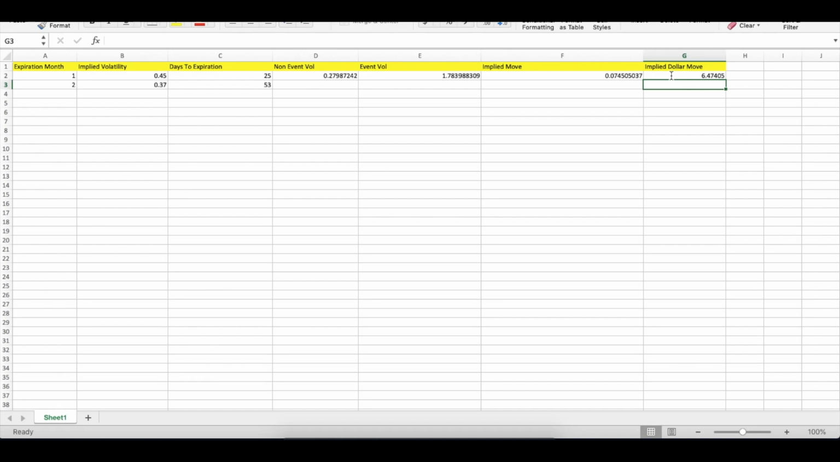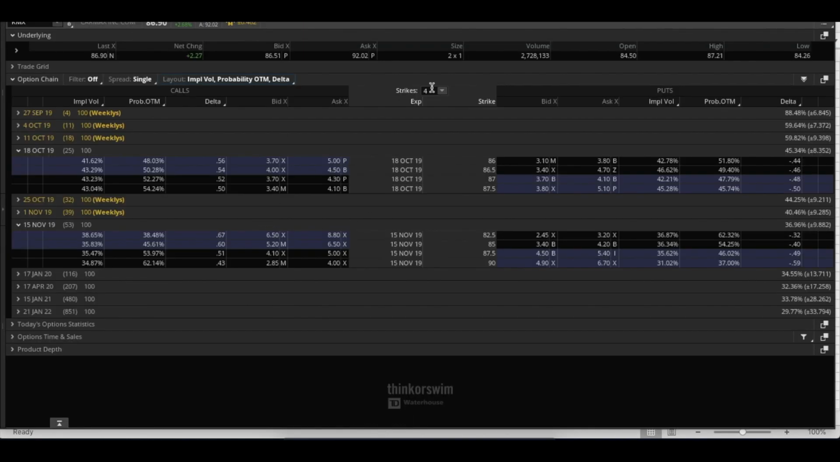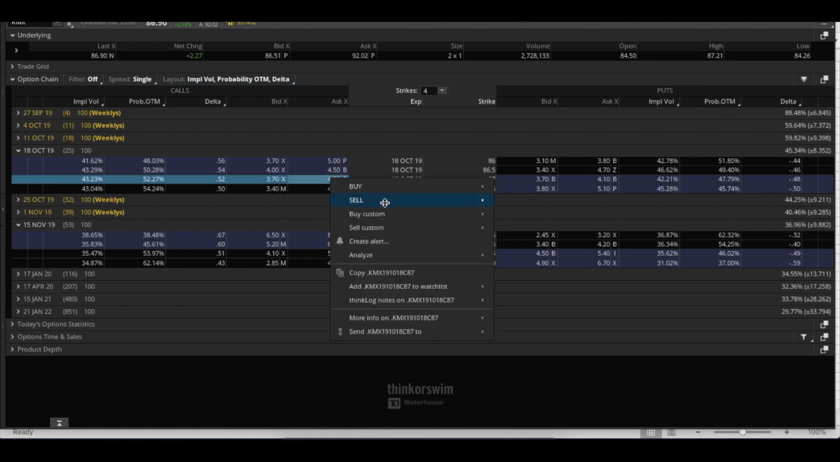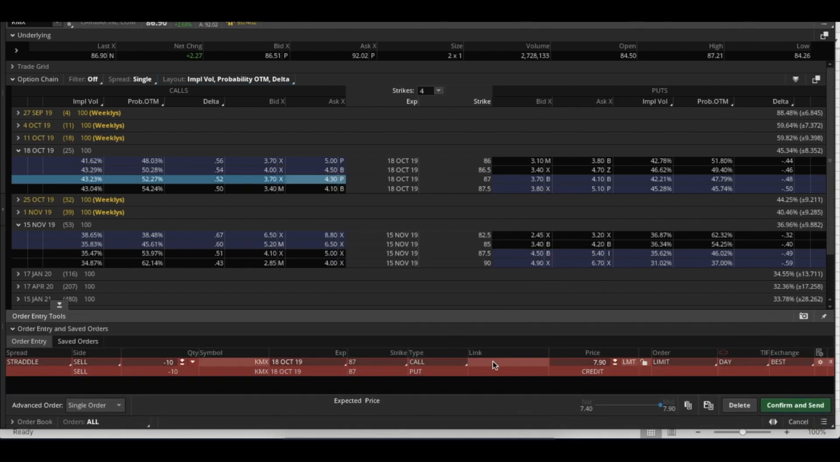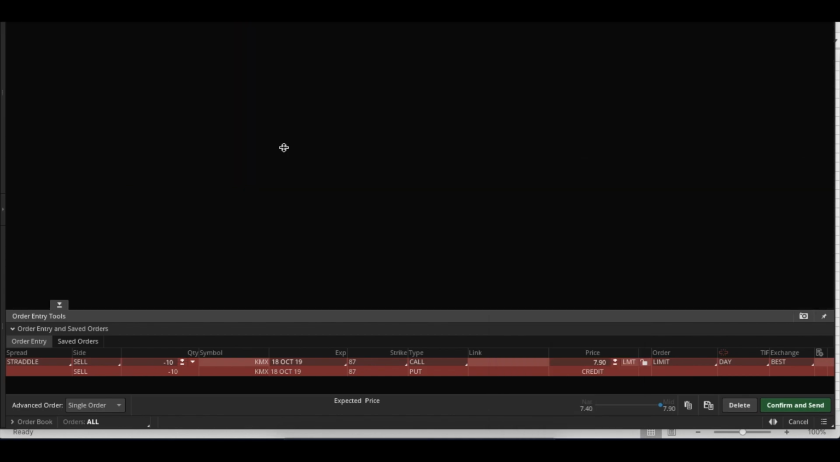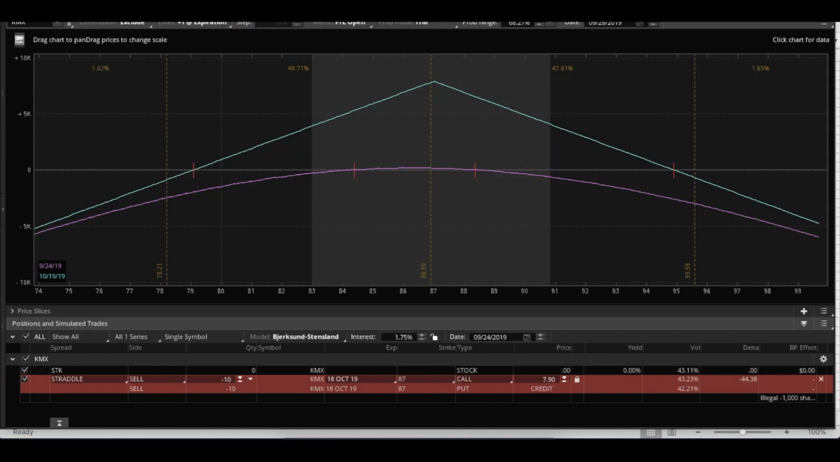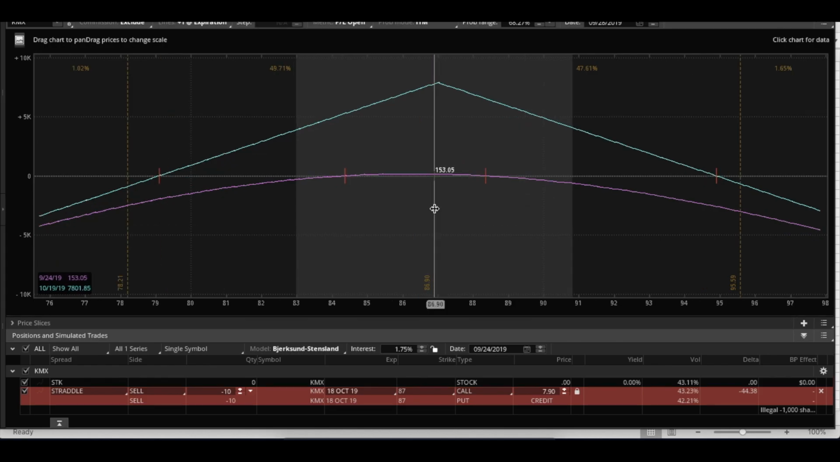And just to show you what this really means when you're trading, what does it mean to have an implied move of $6.47? Well, let's say we sell the at the money straddle. So this is what our short straddle looks like when we put on the position right before the close. And now we know that's going to have a $6.47 move. What that means is it tells us where our break evens are.